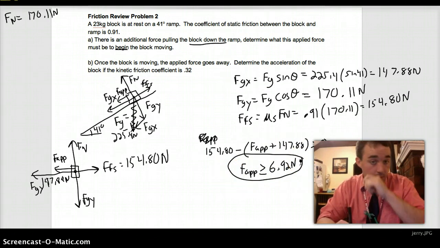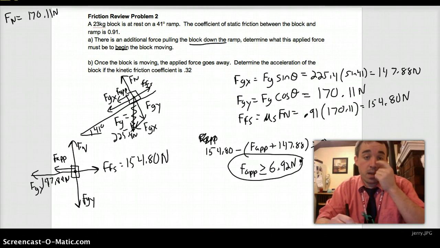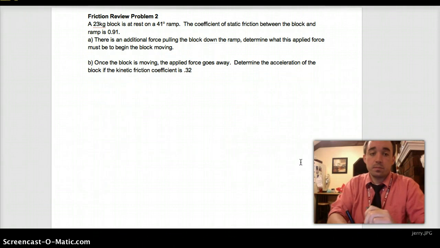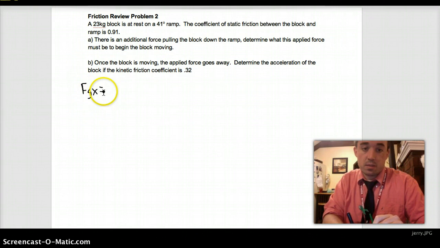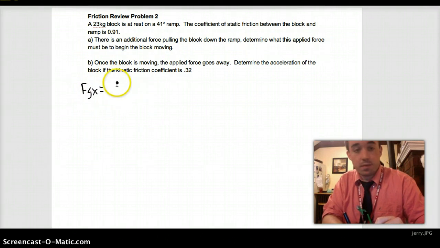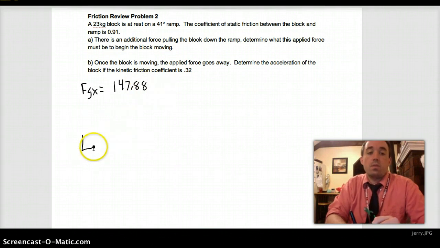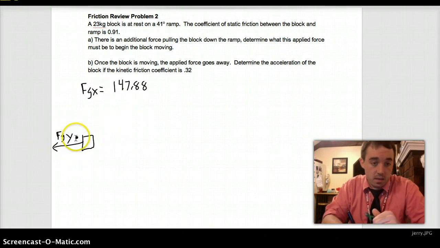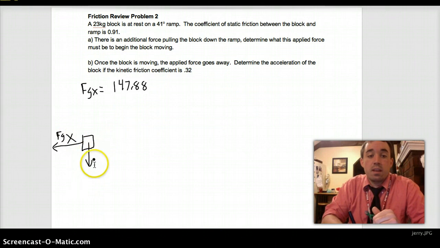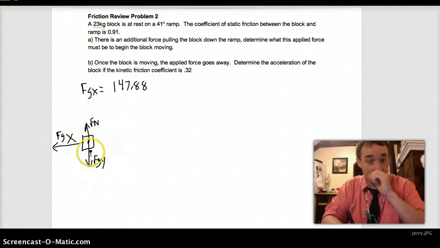Going along with that, almost done. We have to determine the acceleration of the block if the coefficient of kinetic friction is 0.32. So I'm going to erase this. I know that my FGX was 147.88. So once it's moving, the applied force goes away. I only have one force now acting down the ramp. That's my FGX. I still have FGY and the normal force canceling out. Don't have to worry about those.